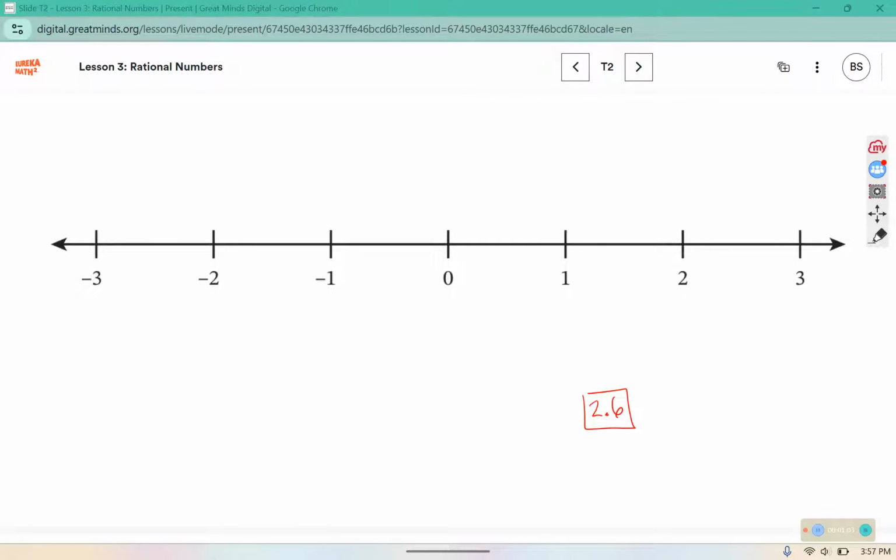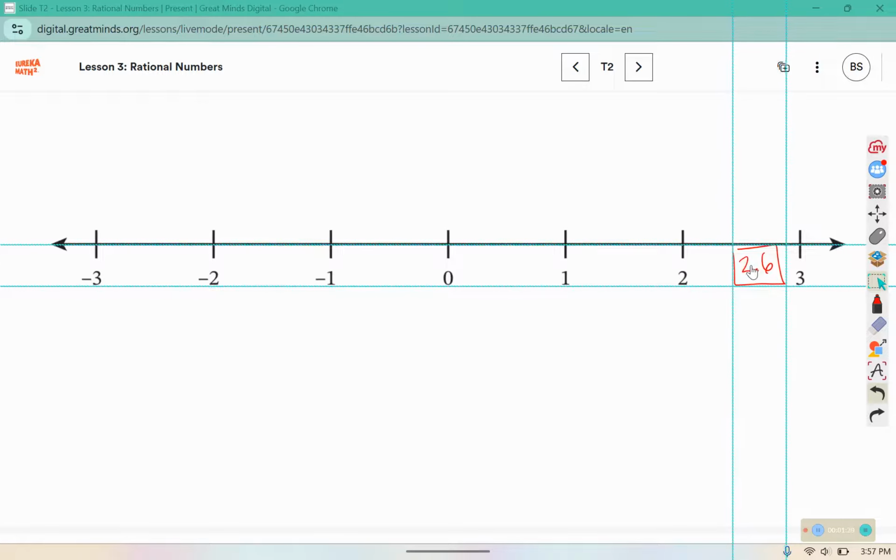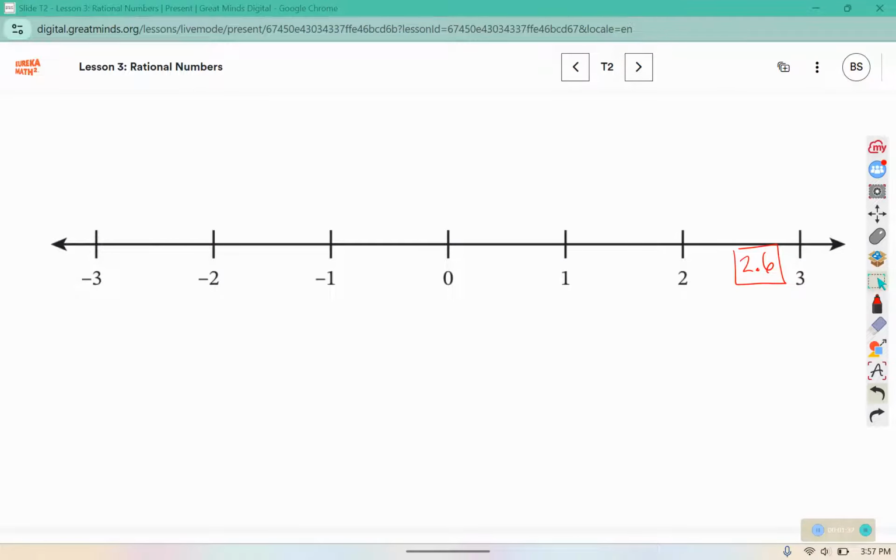I have this value 2.6 that needs to be placed on the number line. On our number line, currently we have integers. Is 2.6 an integer? No, because it's not a whole number. And it's not the opposite of a whole number. So to place 2.6, it's going to be between two whole numbers. And 2.6 is between 2 and 3. And it's closer to 3. Right in the middle would be 2.5. So 2.6 is closer to 3.